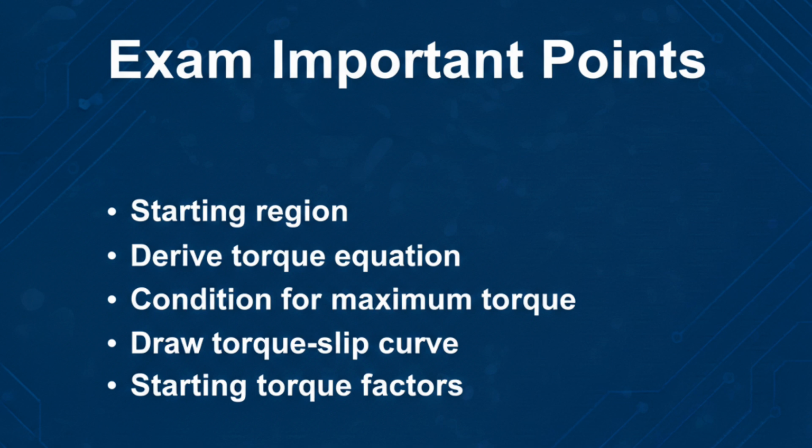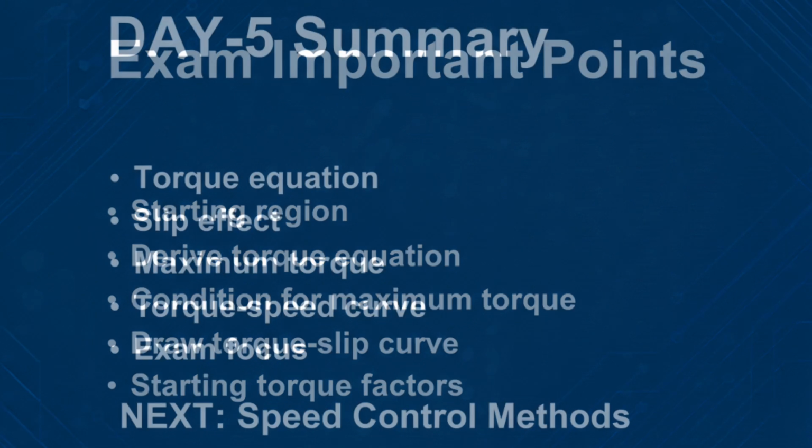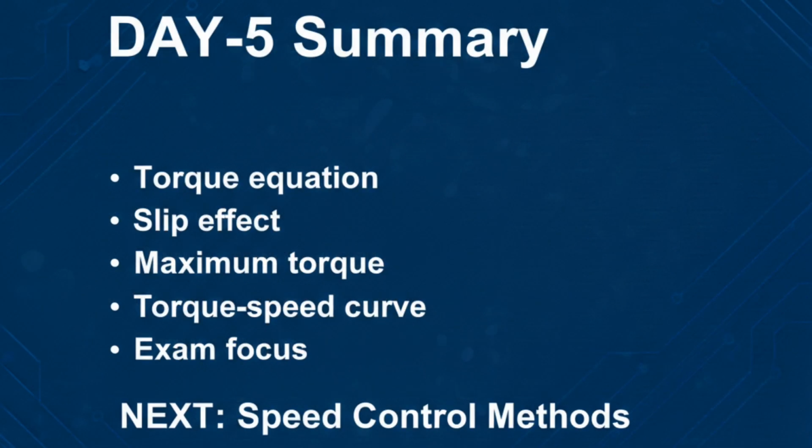From ETO and COC exam point of view, you should be able to derive or at least explain the torque equation, state the condition for maximum torque, draw a neat and labeled torque slip characteristic curve, and explain how starting torque depends on rotor resistance. These are classic questions in electrical machines and are almost guaranteed to appear in some form in competitive and certification examinations.